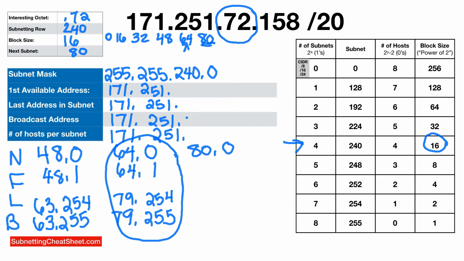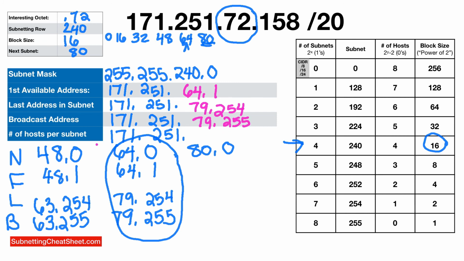So let me just change the pen so you guys can easily see it. Okay, so the first address will be 64.1, and the last is going to be 79.254, and the broadcast is going to be 79.255.